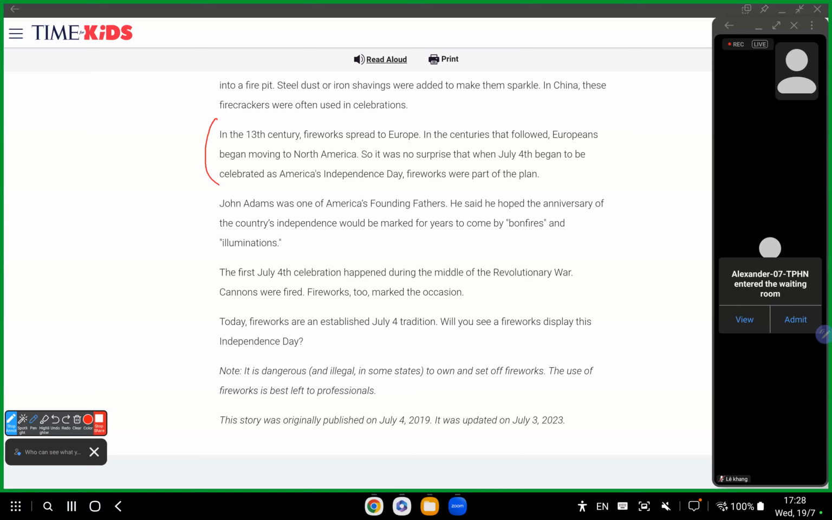This paragraph here. In the 13th century, fireworks spread to Europe. In the centuries that followed, Europeans began moving to North America. So it was no surprise that when 4th of July began to be celebrated as America's Independence Day, fireworks were part of the plan. Do we see any evidence in this paragraph?